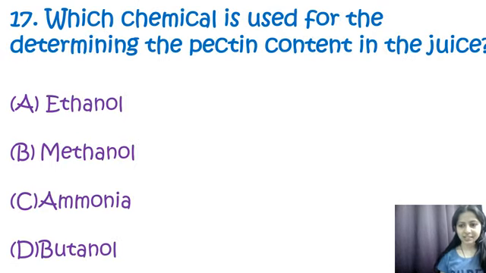Question number 17. Which chemical is used for determining the pectin content in the juice? Options are ethanol, methanol, ammonia, and butanol. So over here the correct option is A, that is ethanol. This ethanol is used in a method to determine the pectin in fruit juices. However, it is important to note that the exact method and the chemical used can vary depending on the specific process and the materials being tested. So over here the appropriate answer is A, that is ethanol.